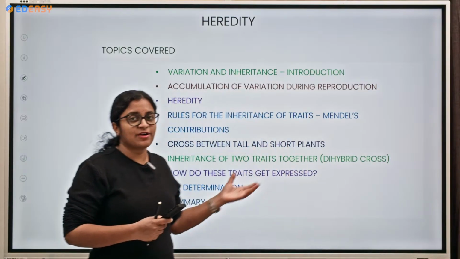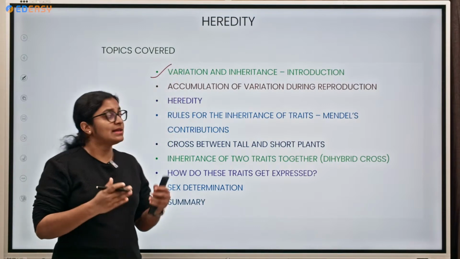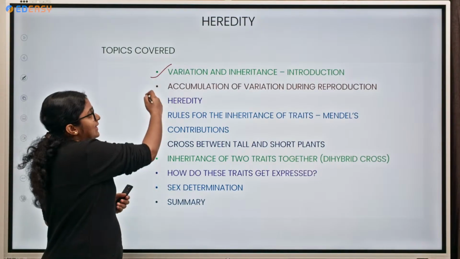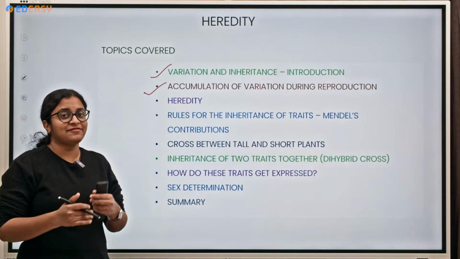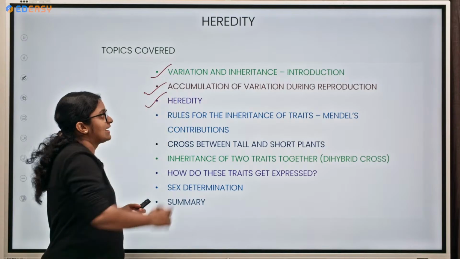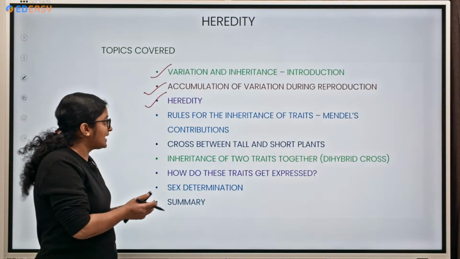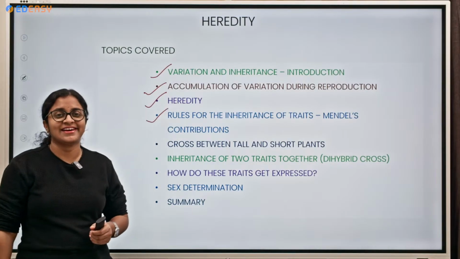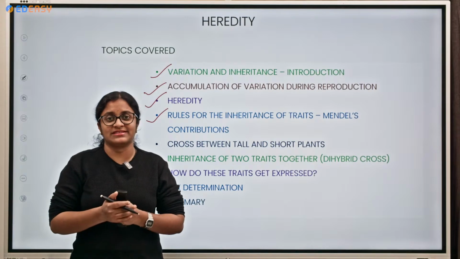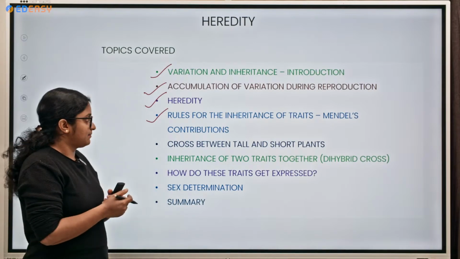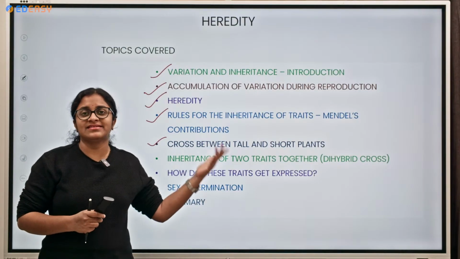The concepts including variation and inheritance. We shall have a quick brief introduction about variation and inheritance, followed by accumulation of variation during reproduction, like in sexual reproduction and asexual reproduction, how the phenomena will be there, and we shall be understanding about heredity and the rules for inheritance of traits. We have the father of genetics over here, who is Gregor Mendel. We shall be understanding Mendel's contributions and his work on the pea plants, and have a glance at the cross between the tall and the short plants, which is also Mendel's experiment.